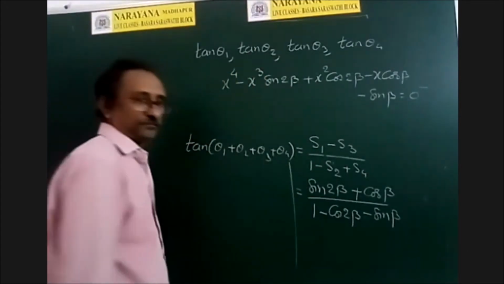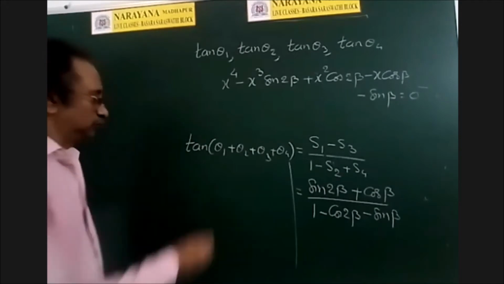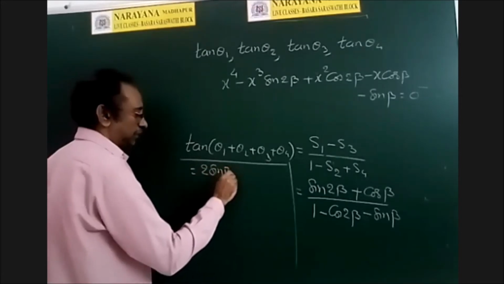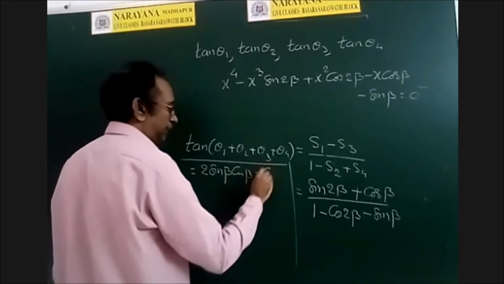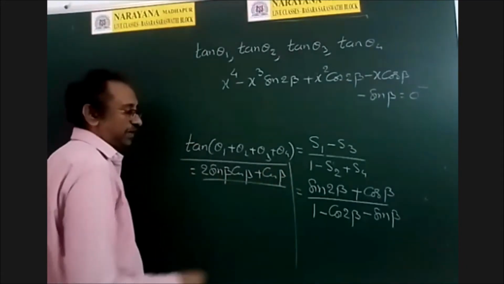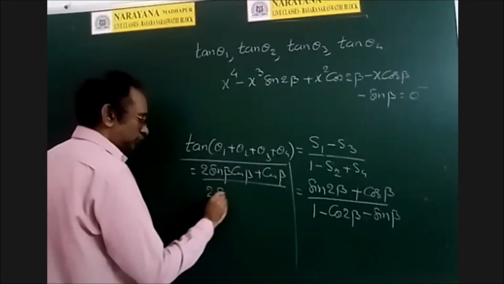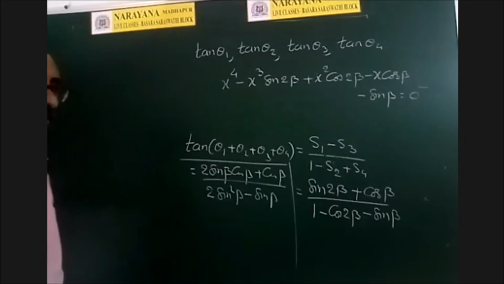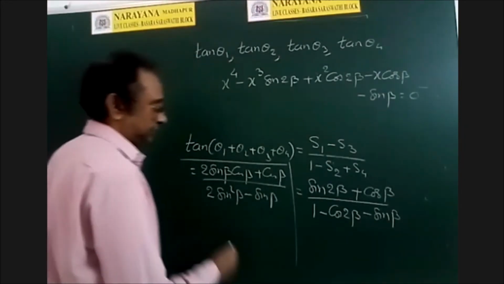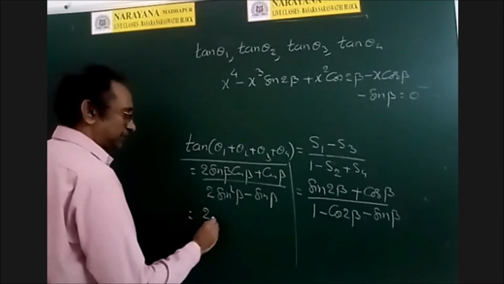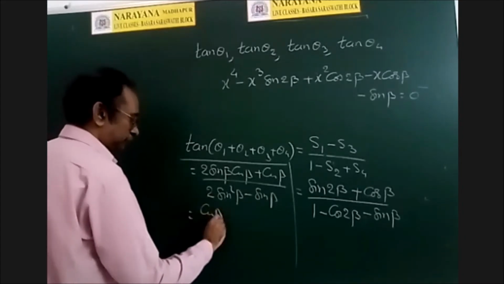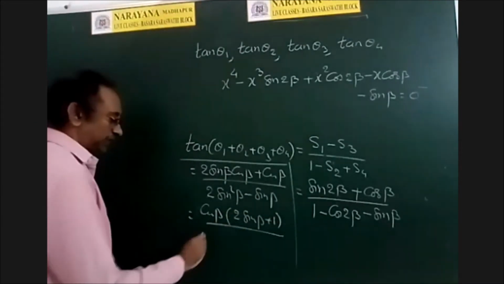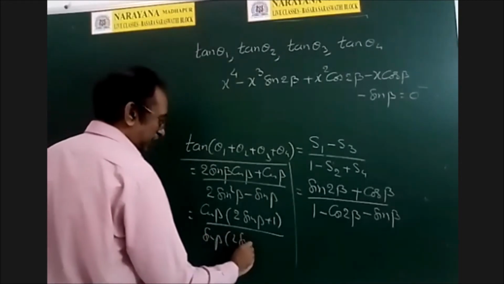So this is the question. And now we have to use trigonometry to simplify that. Sin 2 beta is 2 sin beta cos beta, plus cos beta, whole by 1 minus cos 2 beta, which is 2 sin square beta, minus sin beta. So this is equal to 2 sin beta, and cos beta is common, that is 2 sin beta plus 1. Here we will get sin beta, 2 sin beta minus 1.